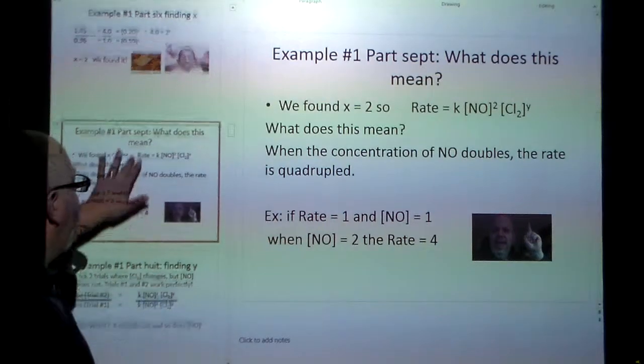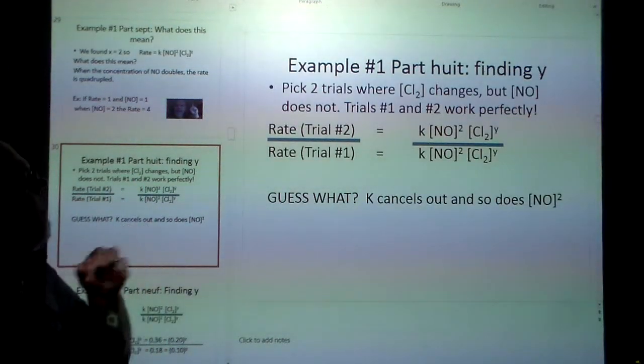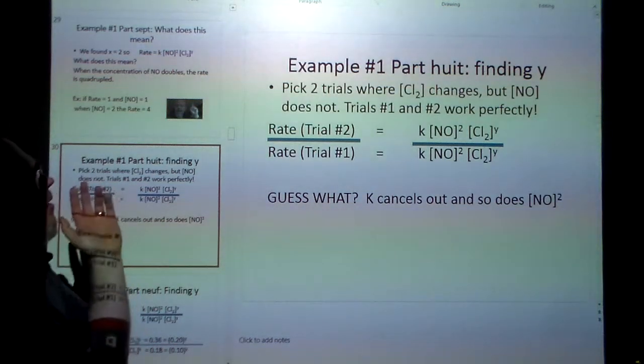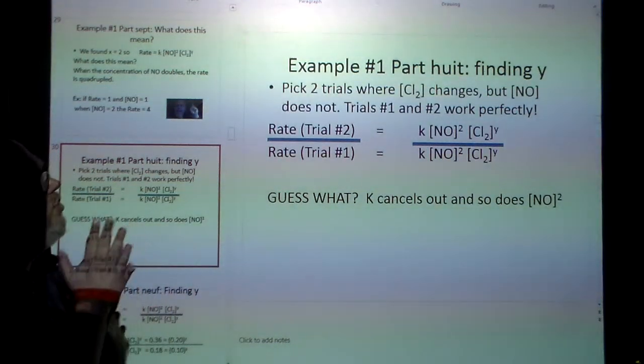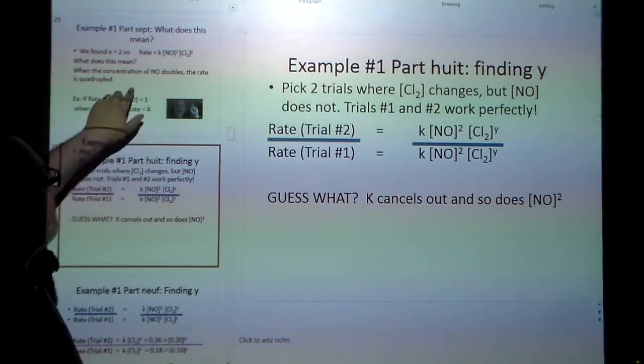So now we've got to figure out, what about Y? We need to find Y. So we're going to pick 2 trials where the Cl2 concentration changes, but the NO concentration does not. Okay, that would be a big thing.